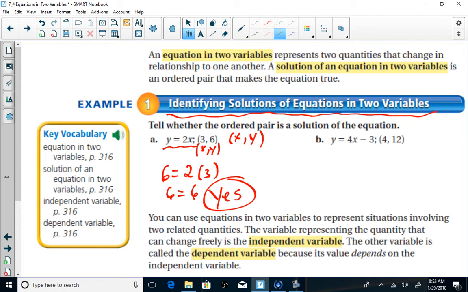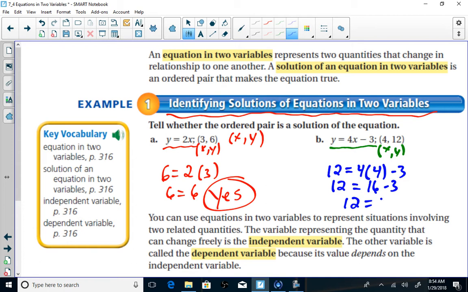Here's our equation. It says y is equal to 4 times the number x minus 3. We're given the ordered pair (4, 12). So 4 is our x value, 12 is our y value. All right, so I want to replace x with 4, y with 12. So I get 12 is equal to 4 times, and I'm going to replace x with 4, minus 3. Is 12 equal to, 4 times 4 is 16. Is 12 equal to 16 minus 3? Is 12 equal to 13?